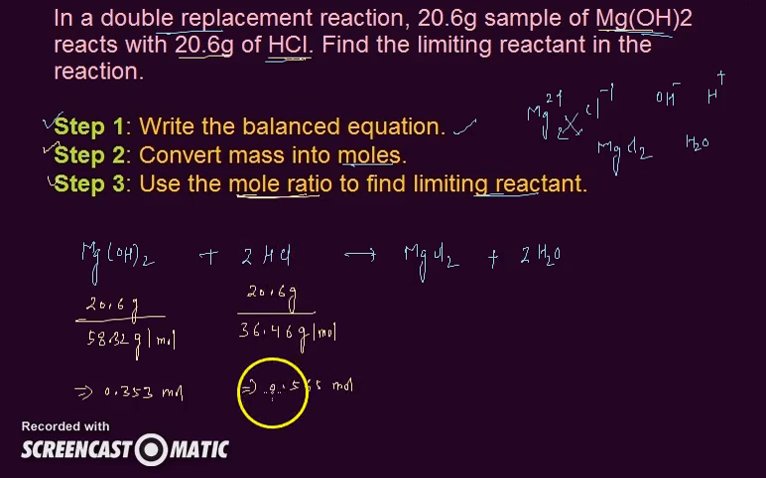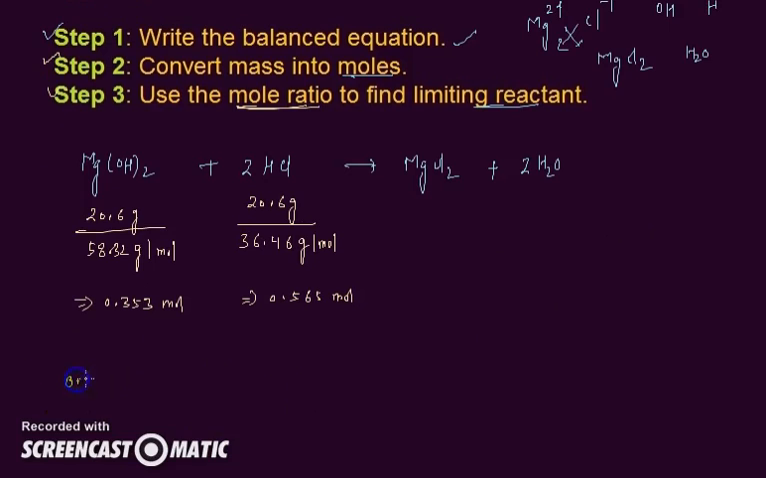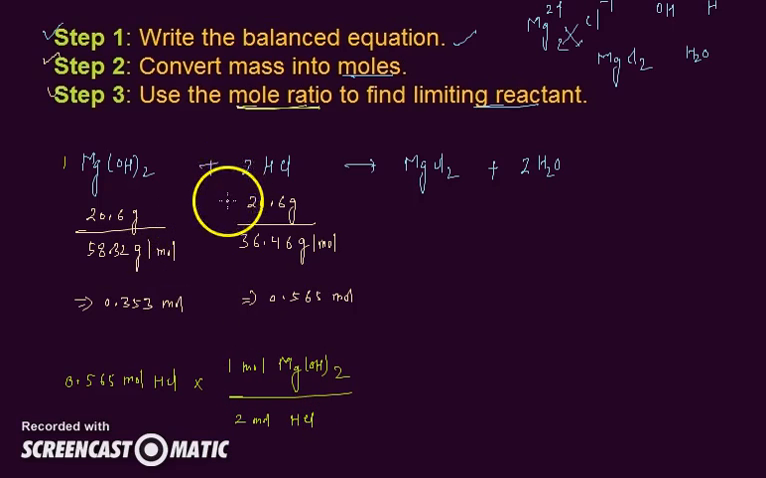The moles of hydrochloric acid are 0.565 mole. Here I mentioned 0.565 mole. These are the moles of hydrochloric acid. Now we use the mole ratio. Here you can see in the equation that 1 mole magnesium hydroxide reacts with 2 moles of hydrochloric acid. The mole ratio is 1:2. I mentioned here the mole ratio: 1 mole magnesium hydroxide reacts with 2 moles HCl. Note that we use the mole ratio in such a way that we can cancel the moles of HCl.